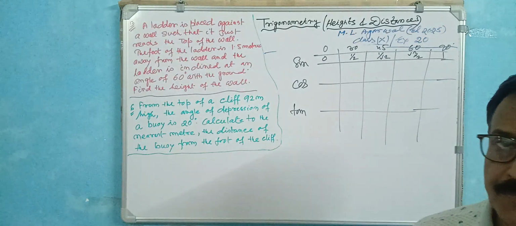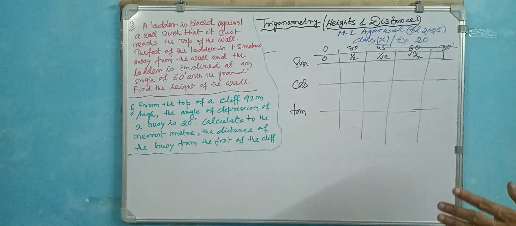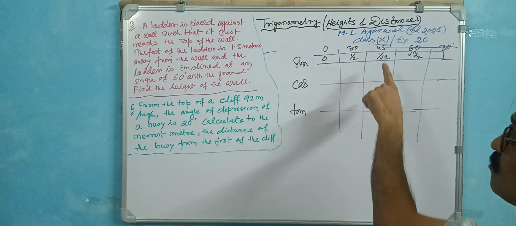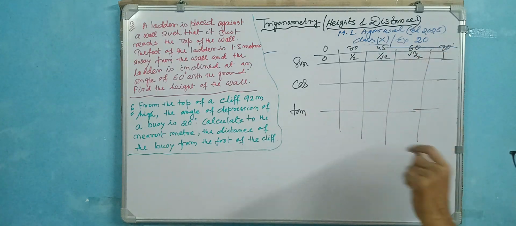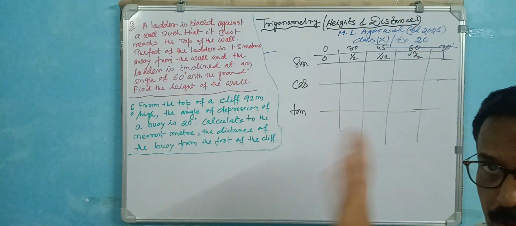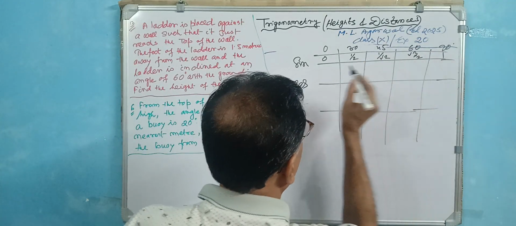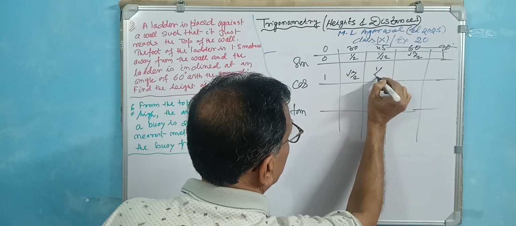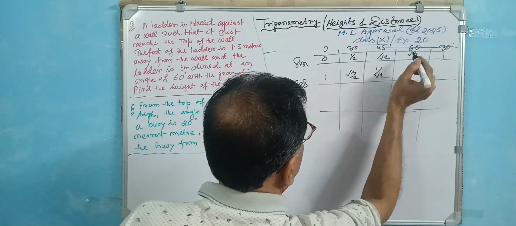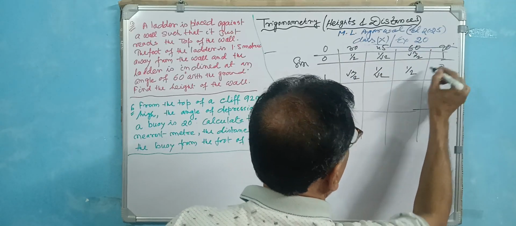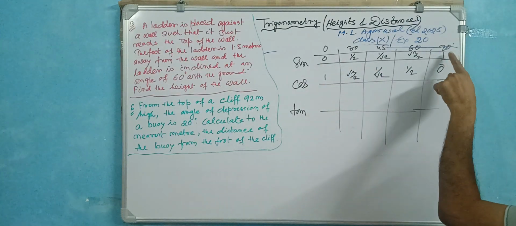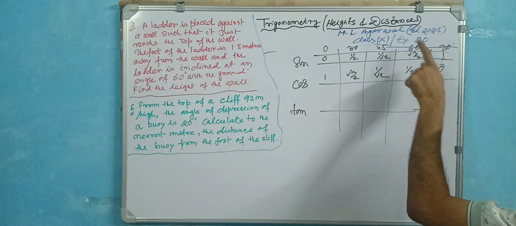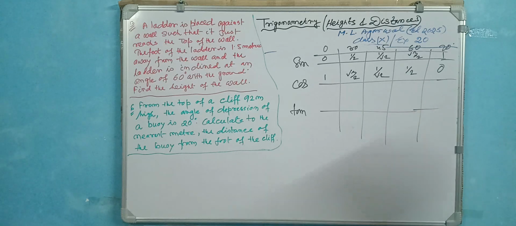Just remember: sine 0 is 0, and the value increases from 0 to 1. For cos, you just reverse it. Since sine 90 is 1, cos 0 is 1. Cos 30 is root 3 by 2, cos 45 is 1 by root 2, cos 60 is half, and cos 90 is 0. Sine 60 is root 3 by 2, so cos 30 is root 3 by 2.